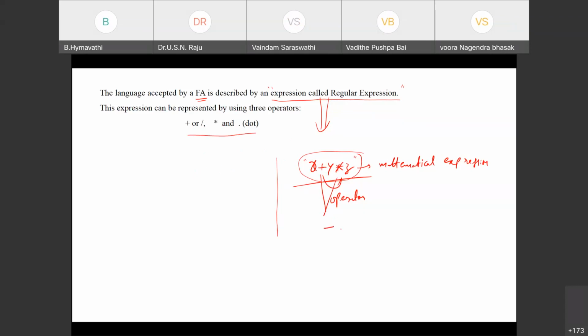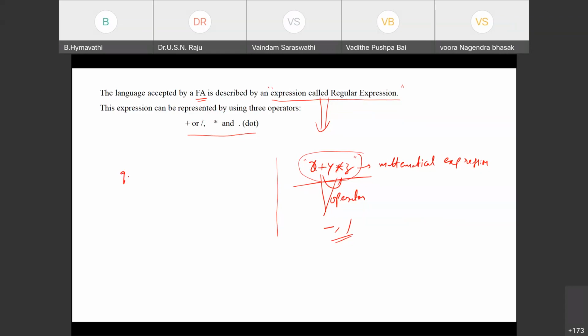So minus is there as an operator, and of course star. Then division is also there as part of that operator to make this mathematical expression. In the same way, now the language accepted by finite automata is going to be represented by an expression called regular expression. So it can be represented.